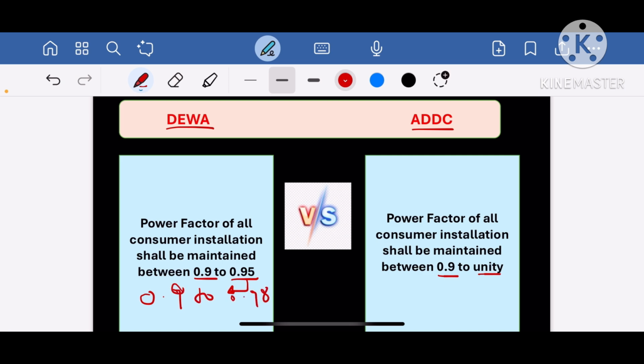If you maintain the power factor from 0.9 to 0.98, it is also accepted by DEWA, but DEWA recommends that it should be 0.95. But as per ADDC regulation, it is recommended between 0.9 to unity, but not any specific value like 0.95.